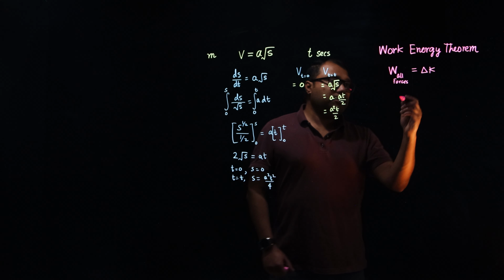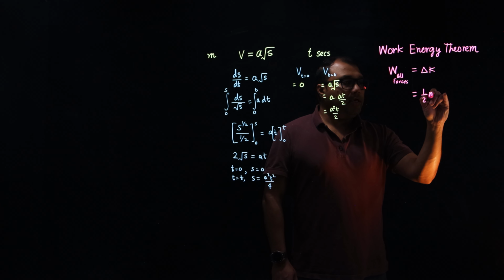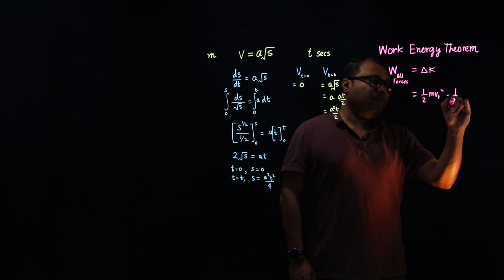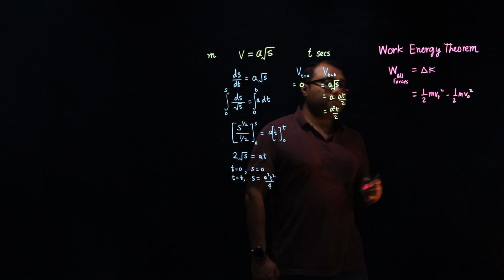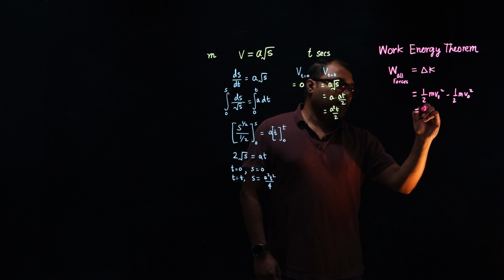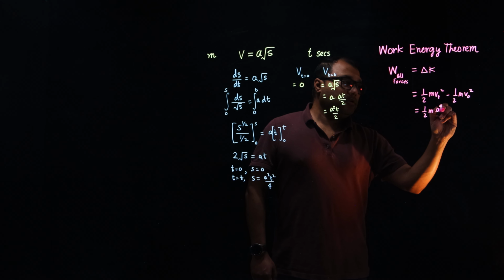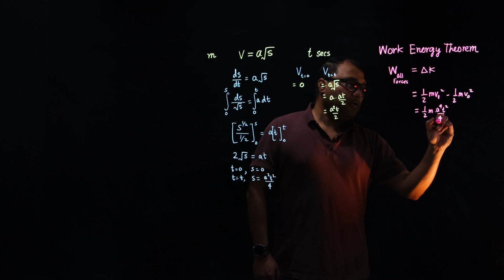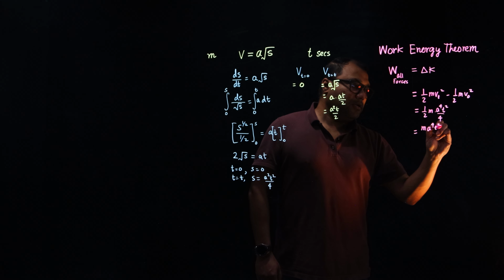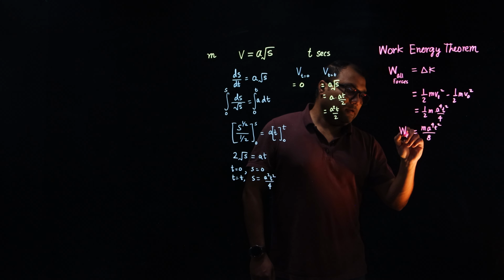Now let's get back to the work energy theorem. What is the final kinetic energy? Half m vt squared. What's the initial kinetic energy? Half m v0 squared. So this is 0, and half m vt squared is m a to the power 4 t squared by 8. So the answer is m a to the power 4 t squared by 8. This is the work done by all the forces.